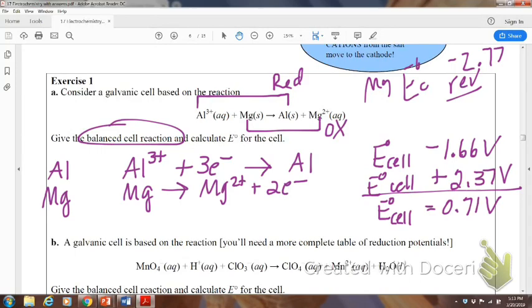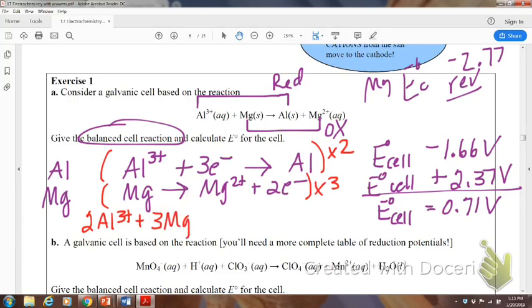and remind you that in order to balance that, we have to have the same number of electrons. So we're going to multiply this by 3, this by 2, so that my final balanced equation would be 2 aluminum ions plus 3 magnesium is going to produce 2 aluminum, and I'm going to go ahead and put the solid so we know that those were solids, plus the magnesium 2+, which would be aqueous. So let's go put all that on there so we know aqueous, solid, aqueous. Okay? And the electrons would cancel each other out.